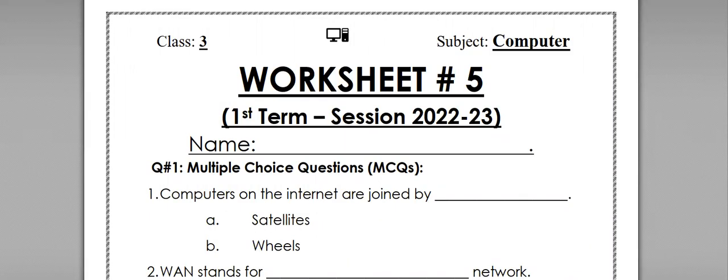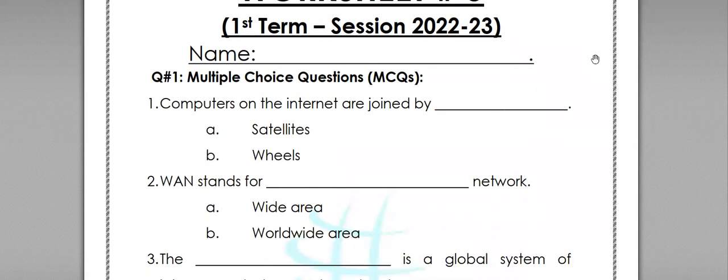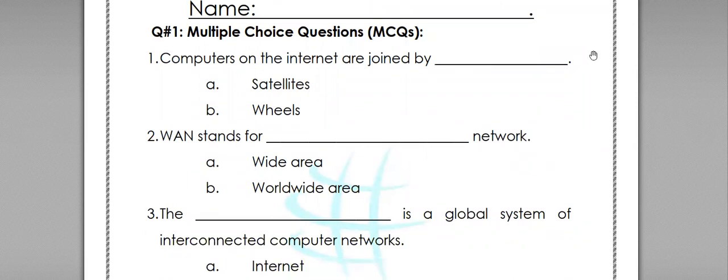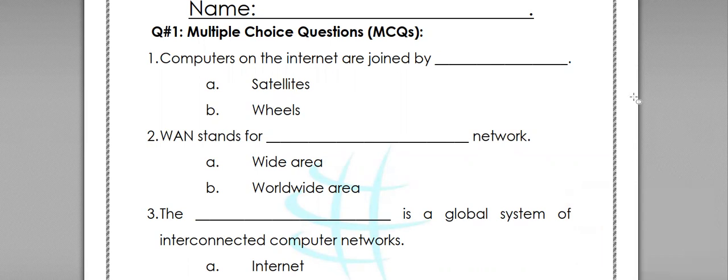Now we are moving towards worksheet number 5. The first question is a multiple choice question. Point number 1: computers on the internet are joined by satellites or wheels. The right answer is satellite.